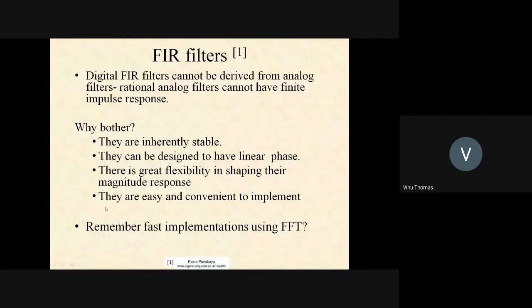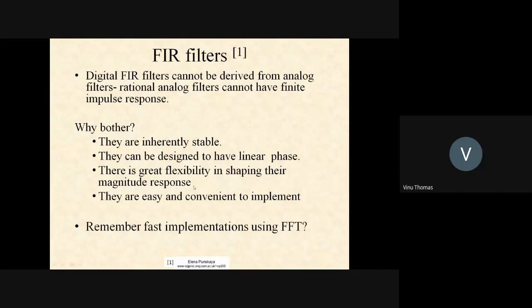So let us examine why they are easy and convenient to implement. That is because you can implement the convolution of two finite duration sequences via a circular convolution by appropriately zero padding and extending the signal before doing circular convolution. And the circular convolution can be done using FFT. So therefore, it means that this FIR filtering can be done by means of the fast Fourier transform algorithm.